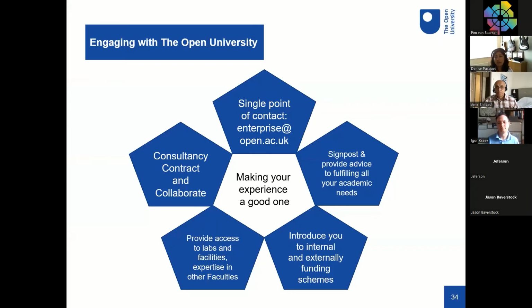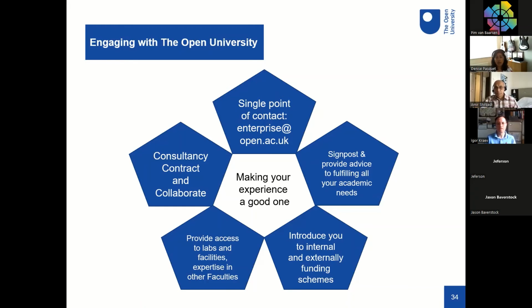Julia, Jason, Tony and I make up the central enterprise team within the Open University, and we are your single point of contact into the OU. And our aim is really to make your experience of the Open University a good one. Our email address is shown on this slide. As Jason mentioned, companies can engage with us through a variety of ways. So earlier in this presentation, James and Paul gave an example of a knowledge transfer partnership we had with the WJ Group as one way to engage with the OU.